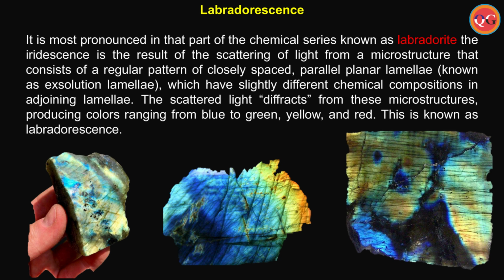Labradorescence. It is most pronounced in that part of the chemical series known as labradorite. The iridescence is the result of the scattering of light from a microstructure that consists of a regular pattern of closely spaced, parallel planar lamellae, known as exsolution lamellae, which have slightly different chemical compositions in adjoining lamellae. The scattered light diffracts from these microstructures, producing colors ranging from blue to green, yellow, and red. This is known as labradorescence.